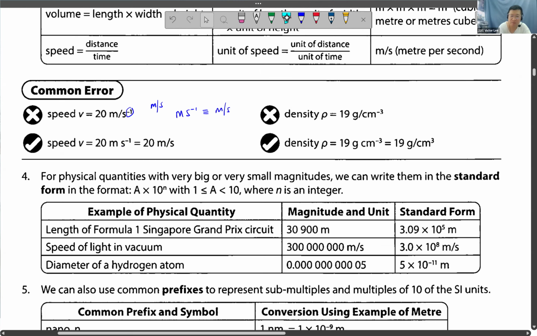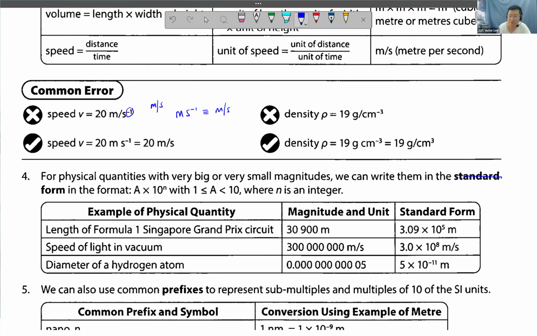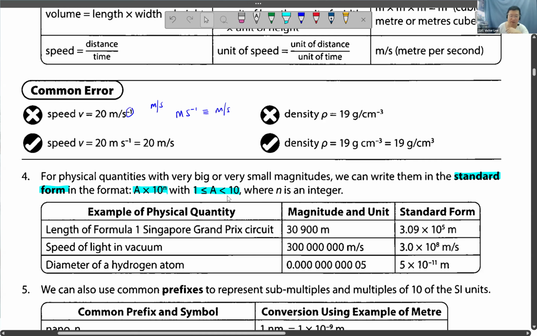Are you familiar with standard form? I think so. Okay, standard form is in the form of A times 10 to the power n, where A cannot be less than 1, but it must be a single digit. So A is either minimum 1, all the way to 9.99999. It cannot be 10, cannot be 2 digit. And then the power will be here.